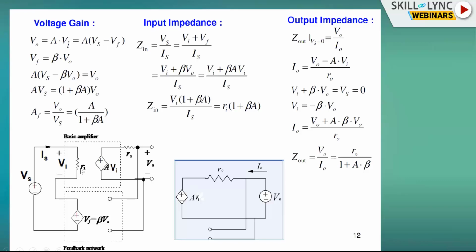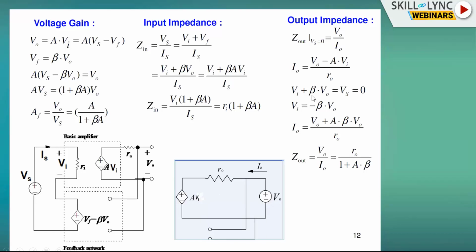If Va is equal to minus Vf, what is A Va? This is the second equation. V0 is what I am supplying here, A Va is the dependent source voltage. By Kirchhoff's voltage law, V0 minus A Va by R0 is equal to I0. So accordingly, we apply this.